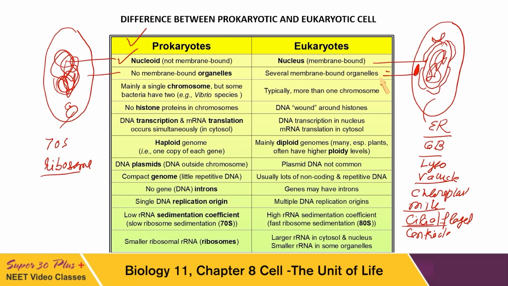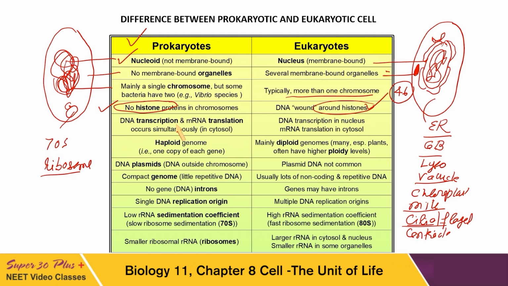These are present here. Mainly a single chromosome is there, but some bacteria may have two. Here, more than one chromosome is present in the eukaryotic cell. You know, in human beings we have 46 chromosomes. No histone protein in the chromosome, a very important point. No histone. Here the DNA is covered with histone protein.